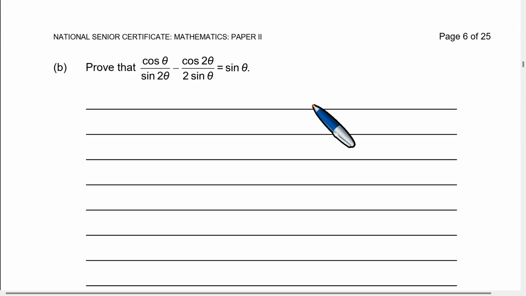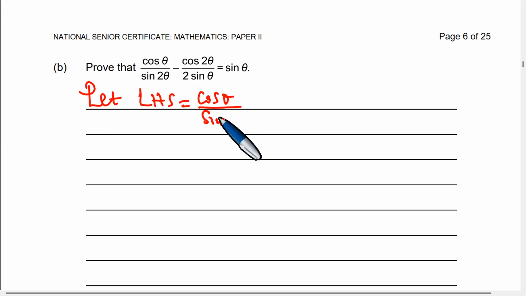Prove that this one is equal to sine theta. How do you prove this? Here, the left-hand side is this over that: cosine theta, sine 2 theta, minus cosine 2 theta divided by 2 sine theta. I want to prove this one. How do we prove it? To prove this one, we proceed as follows. We take one side and produce the other one.